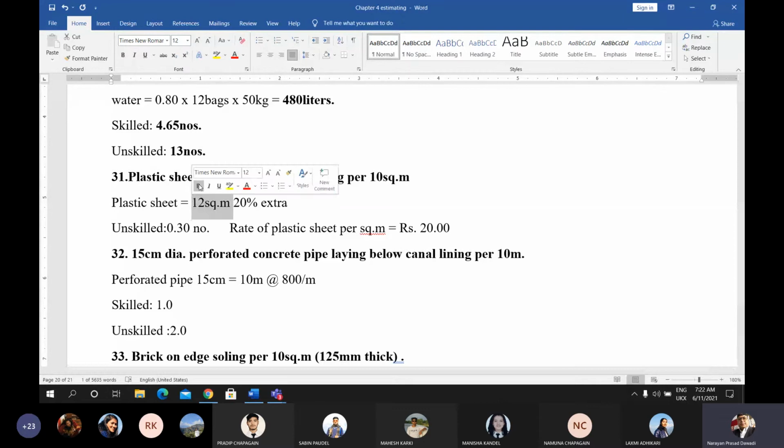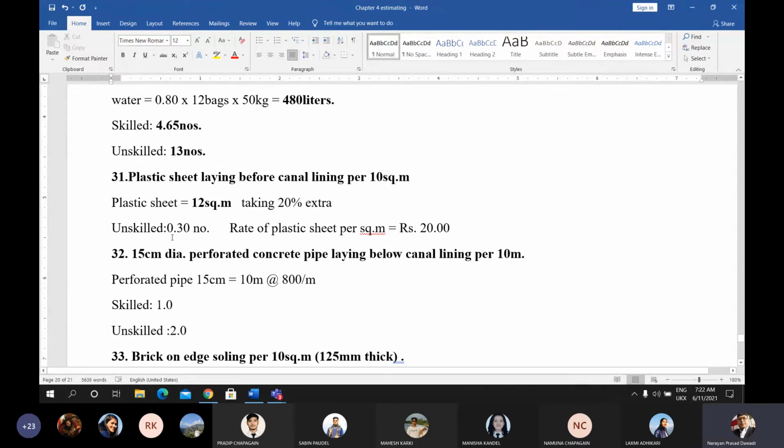The plastic sheet required will be 12 square meter. You can write here 20% extra. Now, on skill, we need only plastic. We don't need other materials, because we have to lay the plastic sheet over the prepared surface. Now, unskilled manpower is about 3 numbers. We don't need the skilled manpower here.